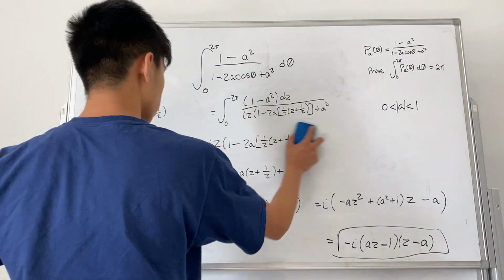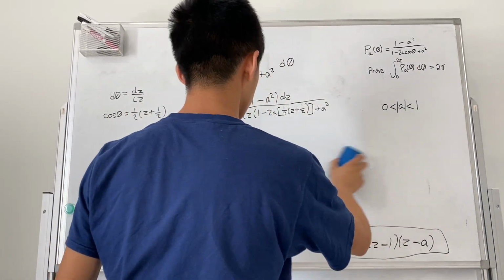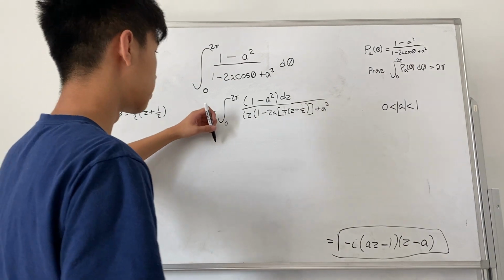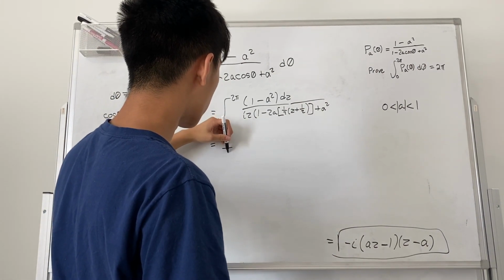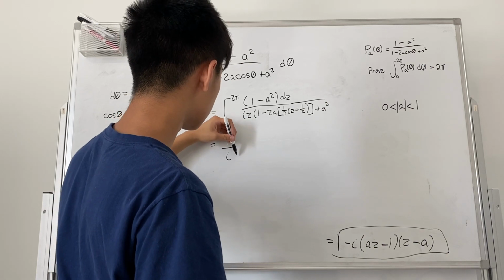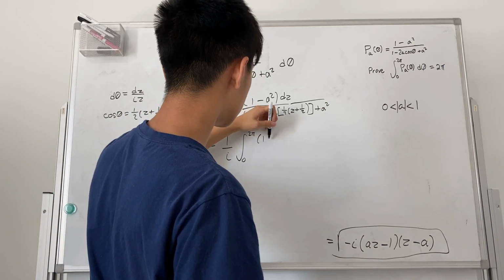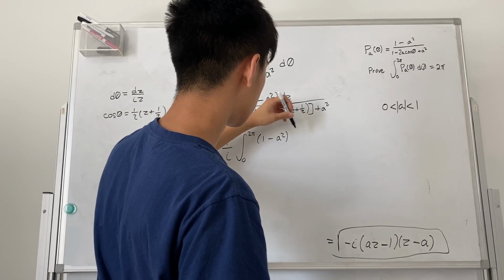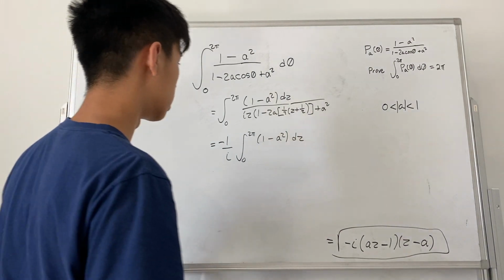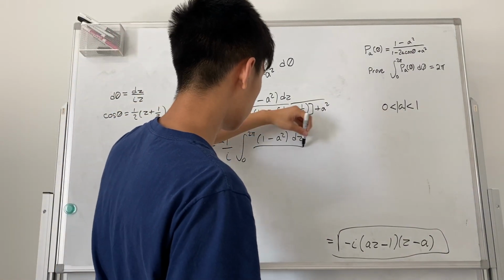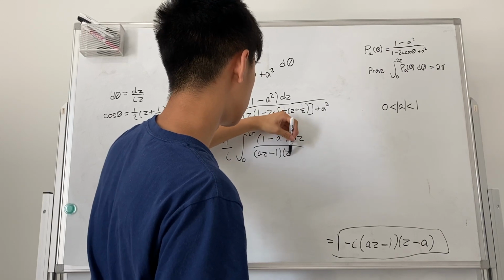So let's cross out all these crazy mathematics, and now we could just say that this is 1 over i times the integral of (1 minus a squared) dz, probably put a negative sign here, over (az minus 1) times (z minus a).